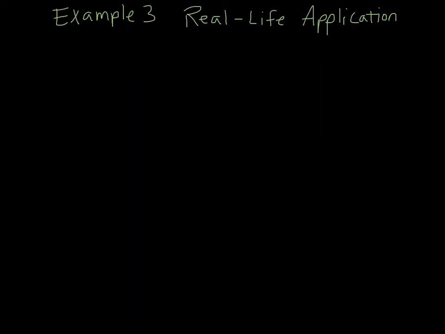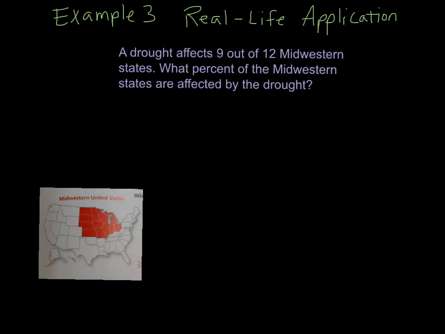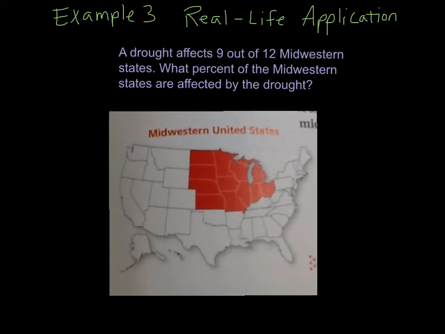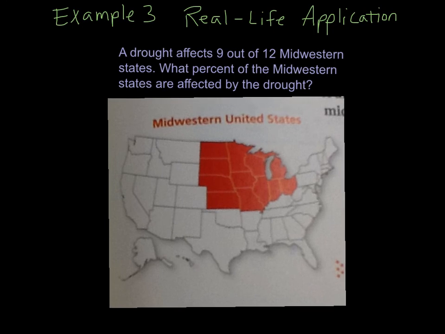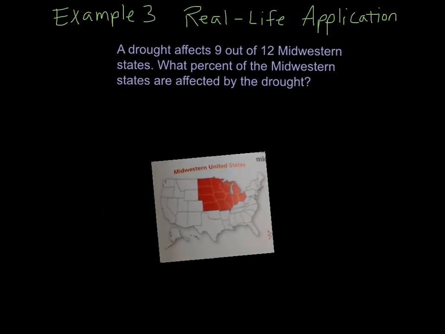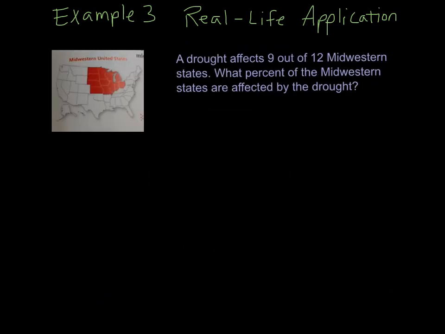Example 3 is our real life application. So the question says, a drought affects 9 out of the 12 Midwestern states. What percent of the Midwestern states are affected by the drought? And this is the picture they give us. So they're looking at all of these states that are in red. Those are the ones that are affected by this drought. So the question's saying what percent. So we're finding a percentage here, right? We know that 9 out of 12 are affected. So let's simplify it.